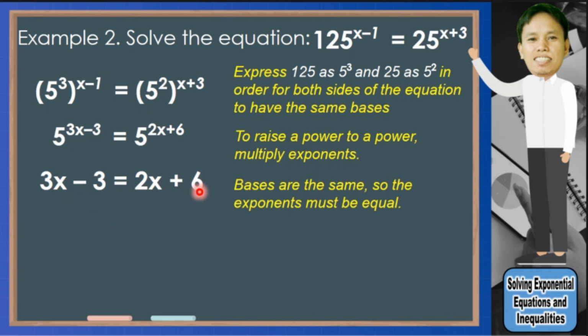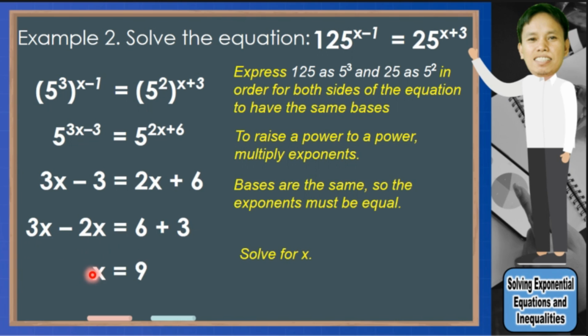Then, we have to use the addition property of equality or the transposition method. Then, we have 3x minus 2x is equal to 6 plus 3. And after that, we have to simplify or combine like terms. 3x minus 2x, the answer is x. And 6 plus 3, the answer is 9. So the solution for the exponential equation 125 raised to the power of x minus 1 is equal to 25 raised to the power of x plus 3 is x is equal to 9.